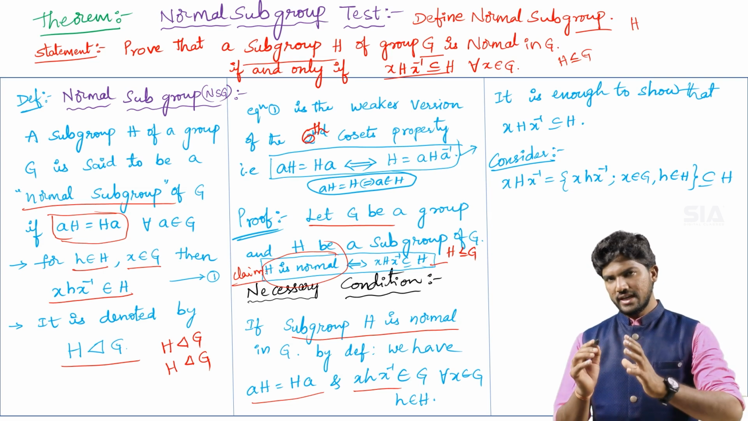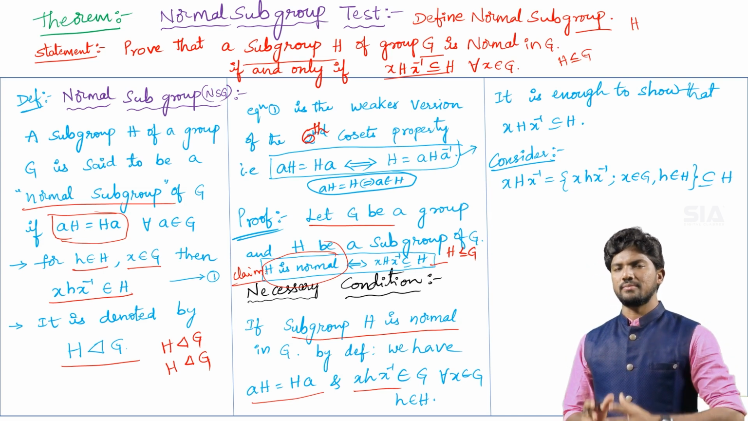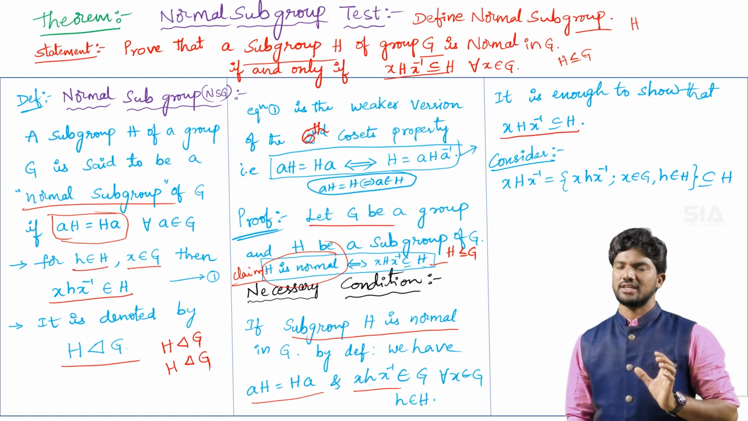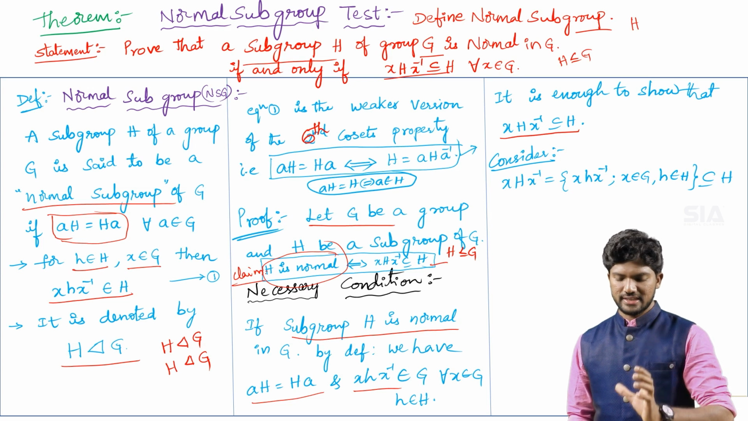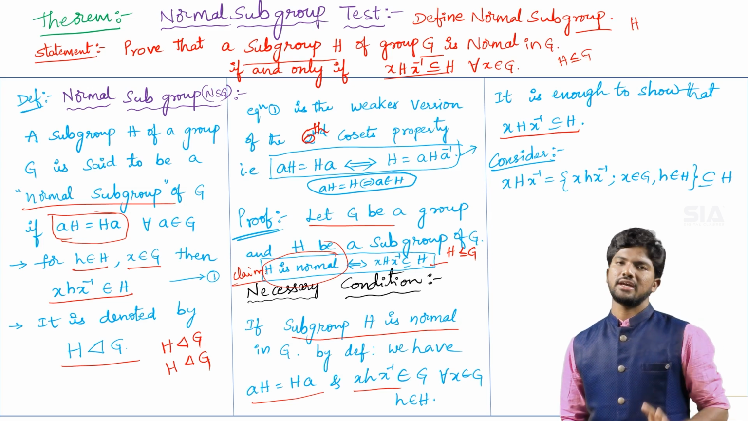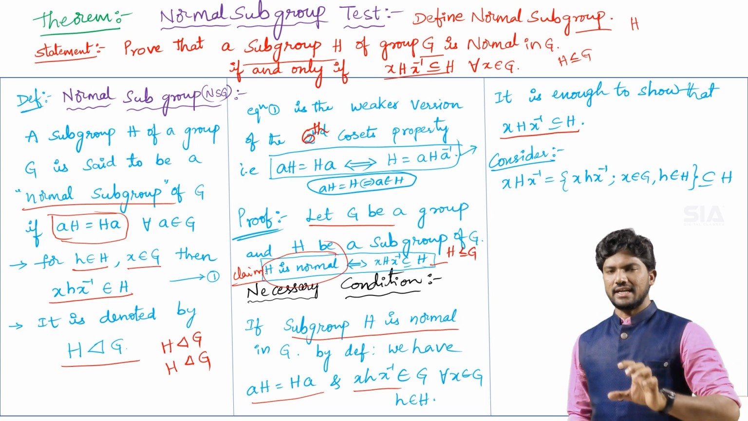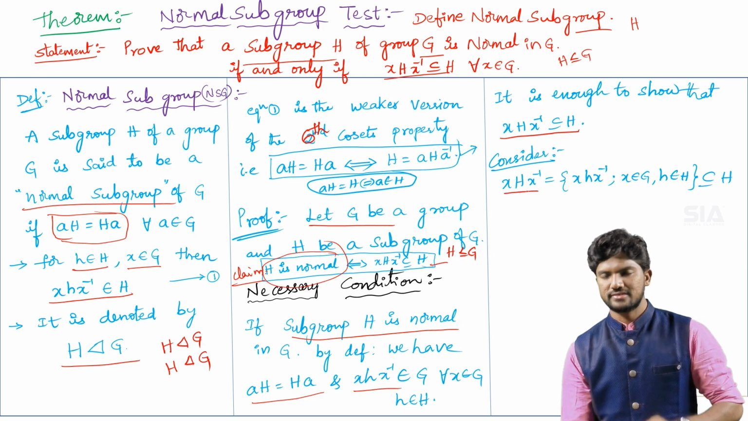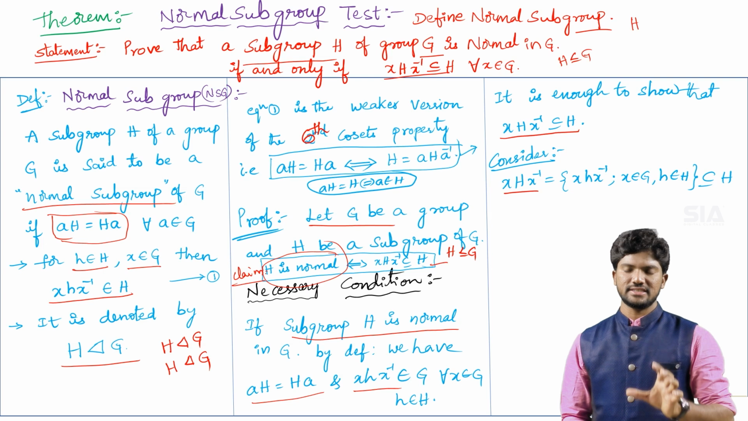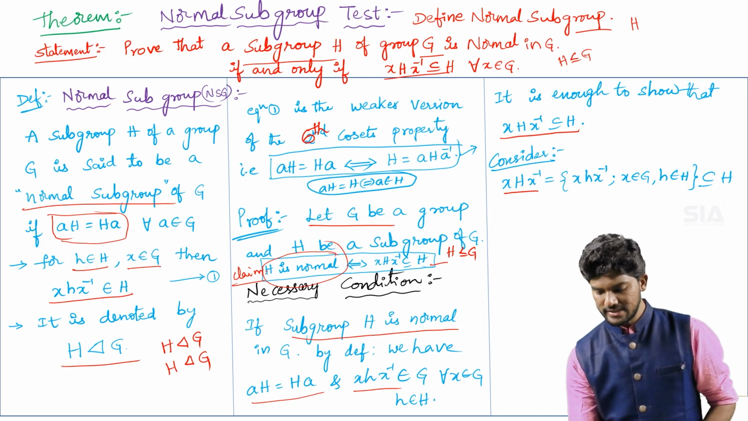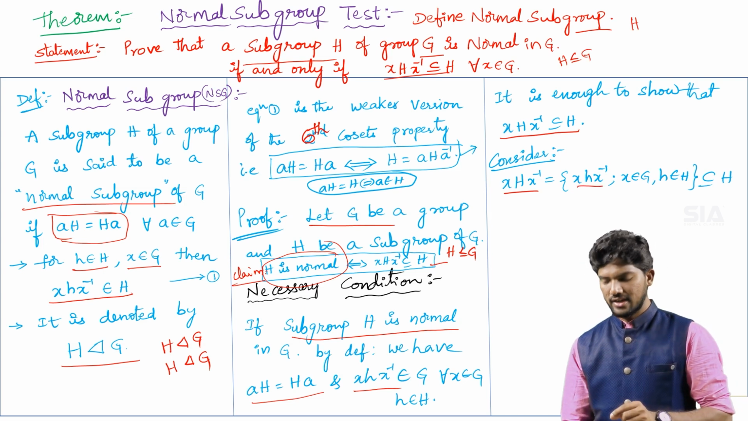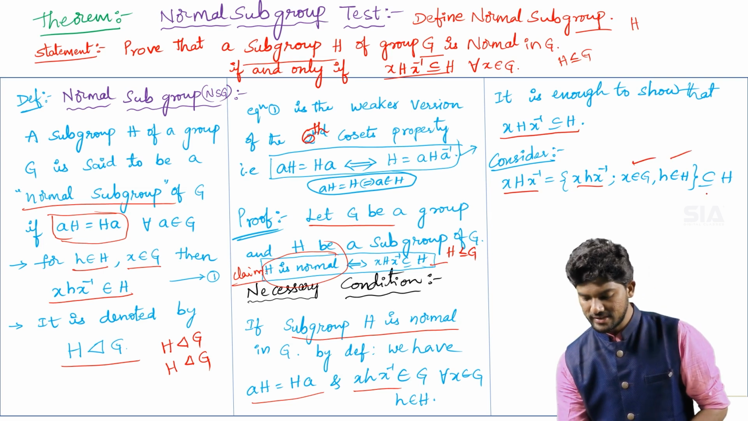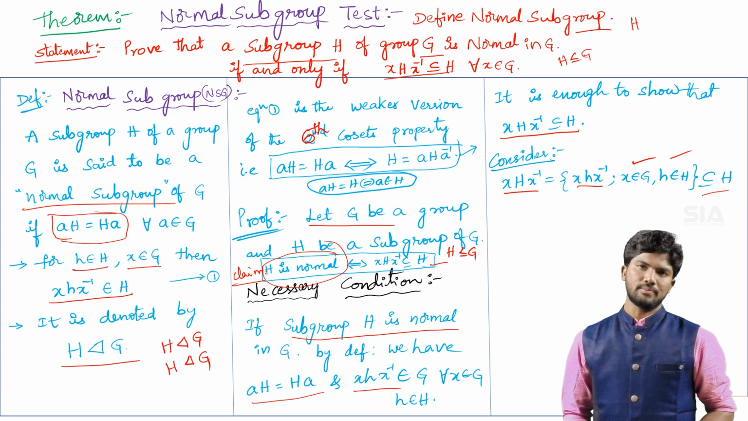Now in the necessary condition, to prove the given theorem, it is enough to show this condition. This is the RHS of the given theorem: xHx inverse is a subset of or equal to capital H. To prove that condition, I am considering one equation. The set format is xhx inverse such that small x belongs to capital G and small h belongs to capital H. This set is always a subset of or equal to capital H.